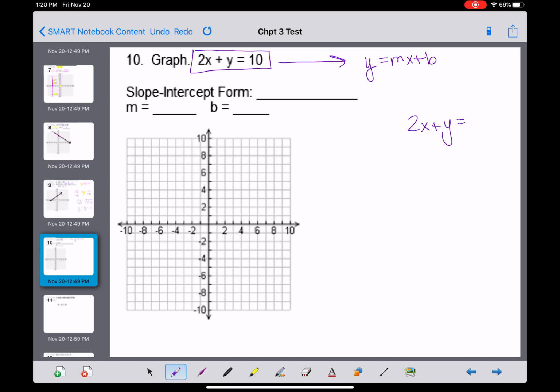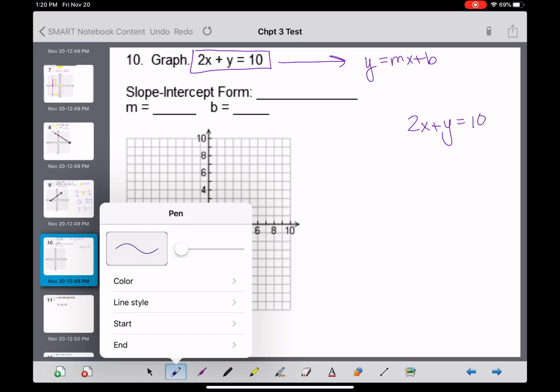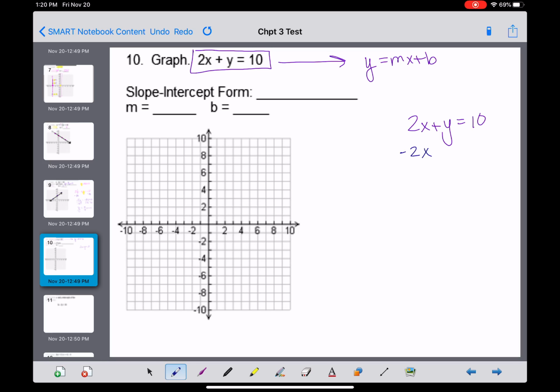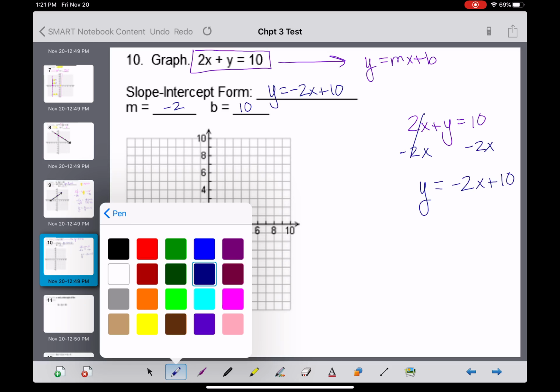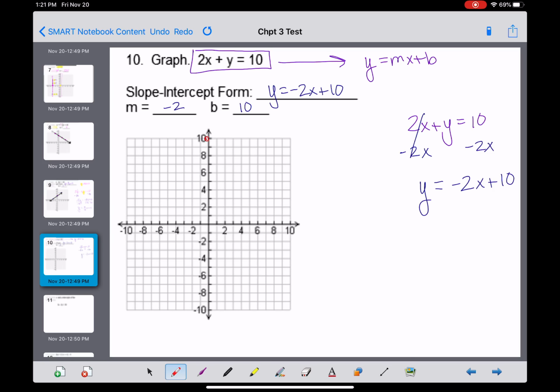This one's a little bit nicer because I only have to subtract 2x from both sides. So I have y equals negative 2x plus 10. Y is completely isolated. I identify that my slope is negative 2. My y-intercept is 10. So I'm going to start on the y-axis at 10.